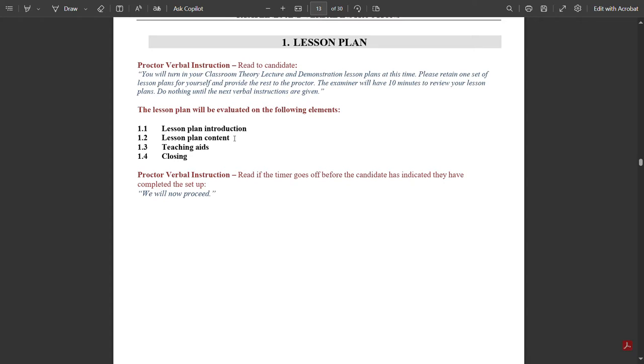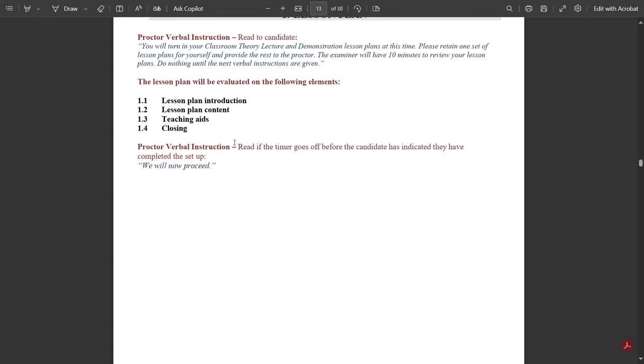One more thing about lesson plan content. Forgot to mention this. I talked about how for your lecture, it should be in outline form. For your demonstration, that content is going to be in procedure form, like step one, step two, step three, and so on, because that's what you're going to go by when you're demonstrating this on your mannequin during your exam. And I do have sample lesson plans also available on my website.